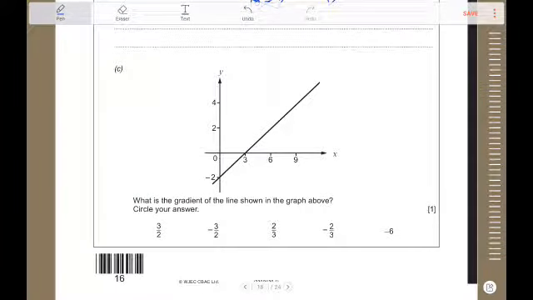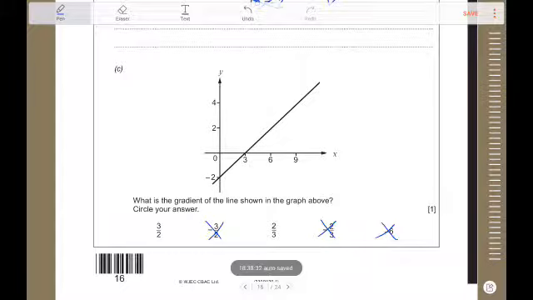Okay. What is the gradient of the line shown in the graph above? Circle your answer. First of all, again, let's see if there are any answers we can rule out, because this is multiple choice. Now, because this line is going uphill, it's going in a positive direction, then the gradient is positive. So any negative gradient, I'm going to rule out. I'm going to cross them out. So I'm down to just these two.